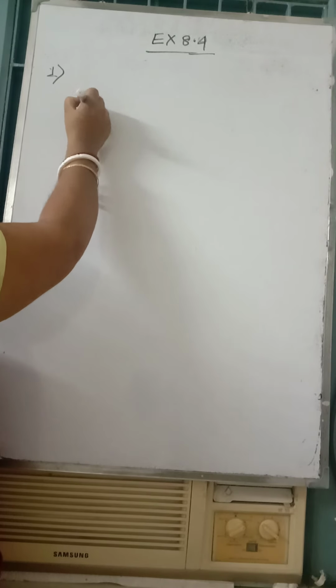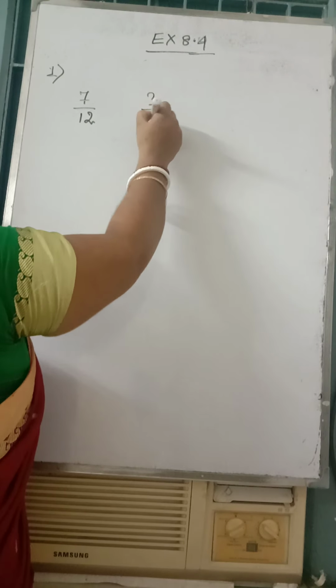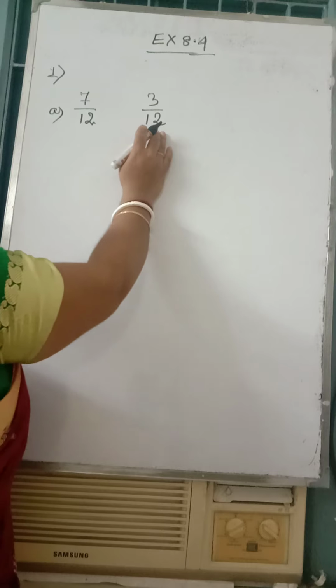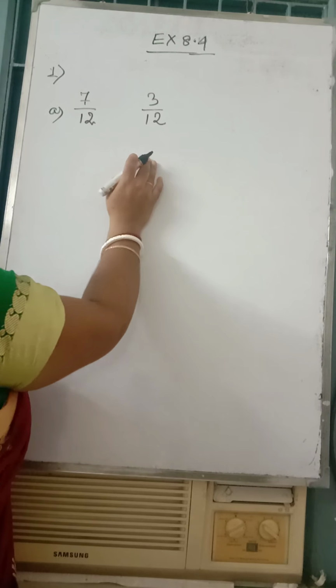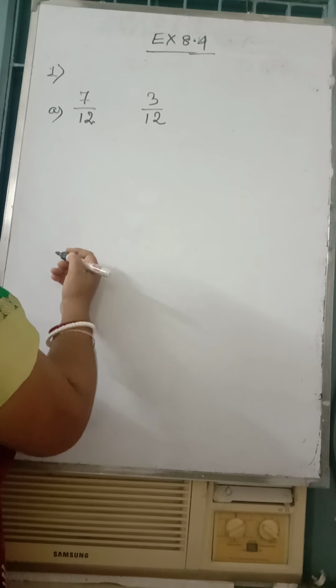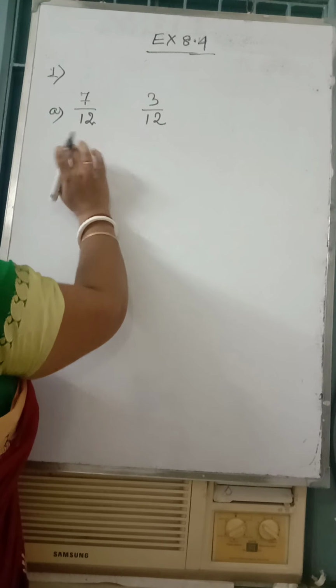Already you know we can use cross multiplication to compare, and if this is in like terms, simply we can compare 7 by 12 and 3 by 12. My dear children, whenever you have like fractions, you can see 12 and 12. So these two fractions are like fractions. Whenever you have like fractions, the bigger numerator will be the bigger fraction. Is it, my dear? The denominator is the same. So 7 is bigger or 3 is bigger?